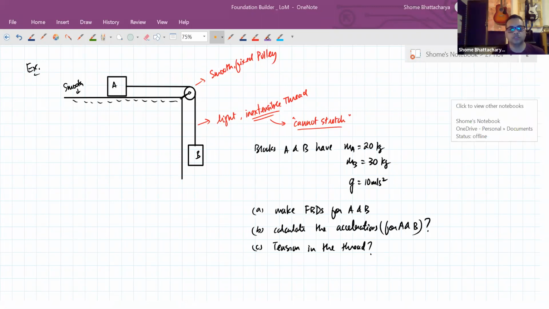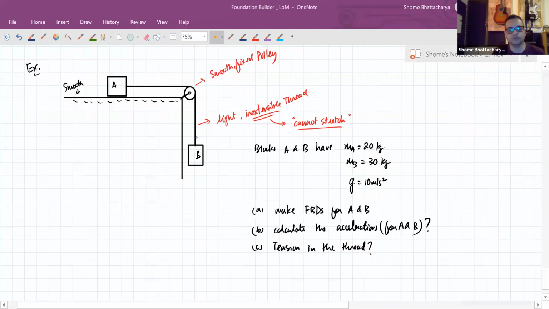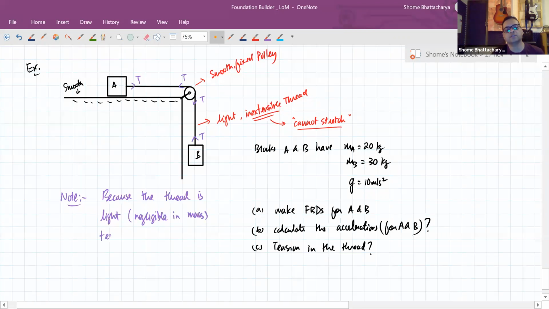Okay, so let's understand how we'll approach this question. So first of all, we'll understand whatever tension is at the lower end of the thread, same amount of tension acts here also. Because it's a light thread, because the thread is light, or of negligible mass, tension T has uniform magnitude everywhere.